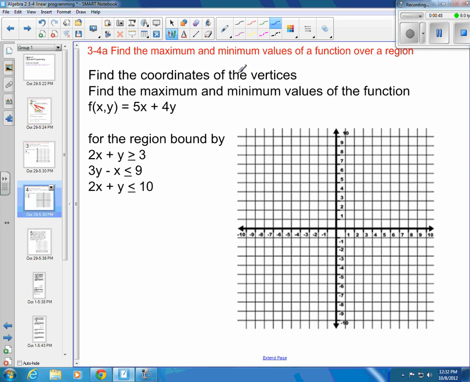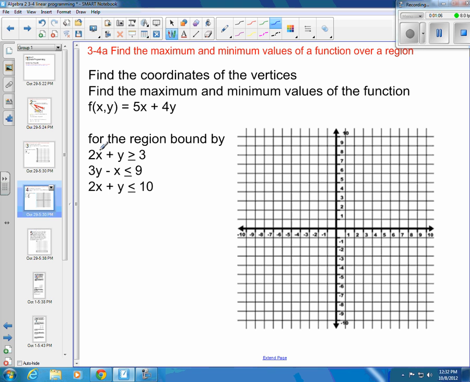So here's an example of a basic problem for this type in the book. We want to find the coordinates of the vertices, and find the maximum and minimum values of the function for the region bounded by, and then here are our constraints. So the very first problem we have is none of these are written in y equals mx plus b form. So we've got to rewrite them all in y equals mx plus b form.